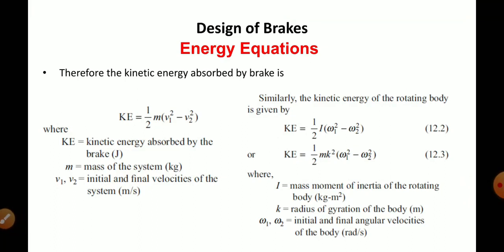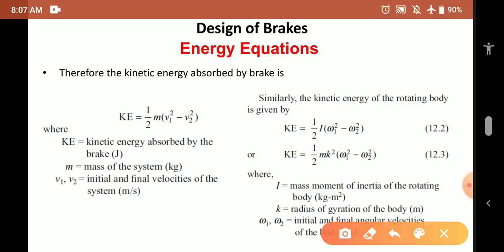So therefore the kinetic energy absorbed by the brake is, as we know, the kinetic energy is equal to 1/2 m v square. But here the velocities are varying, that means from v1 to v2. So therefore the kinetic energy is equal to 1/2 m (v1 square minus v2 square), where K is the kinetic energy absorbed by the brake in joules, m is the mass of the system in kg, and v1 and v2 are the initial and final velocities of the system in meter per second. So this is all about the kinetic energy absorbed by the brake.